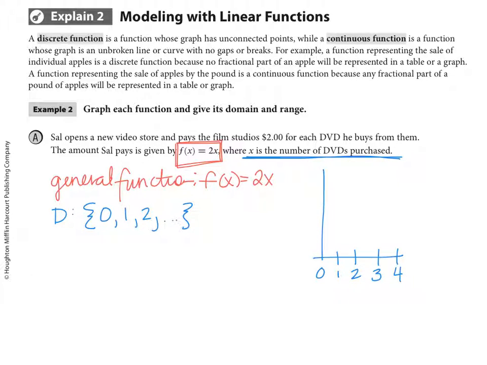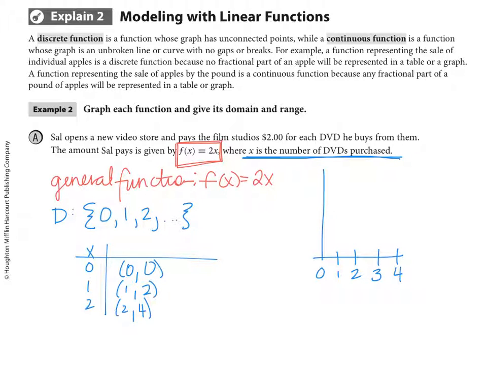So the general function is f of x equals 2x. If you need to make a table of values to solve this out, we can. So if you buy 0 DVDs, that means you're going to pay $0. That makes sense. If you buy 1 DVD, you pay $2. If you buy 2 DVDs, you're going to pay $4 because they're $2 each, right? And that pattern is going to keep going.